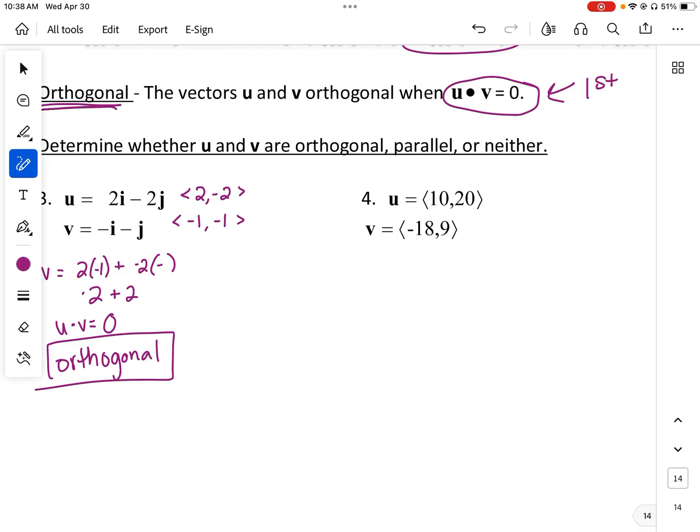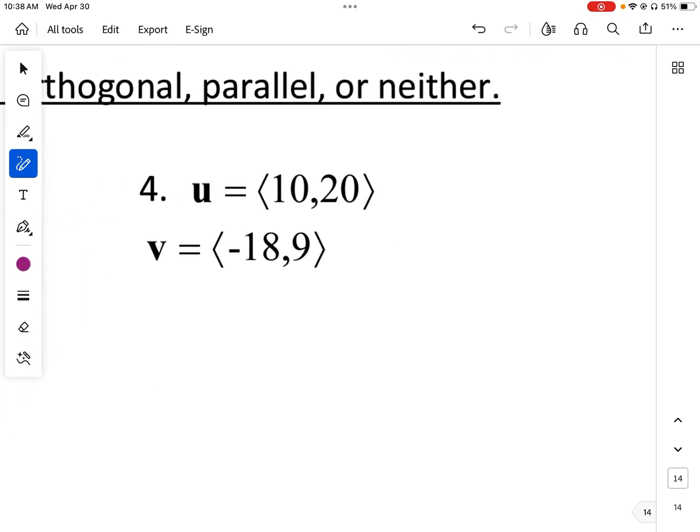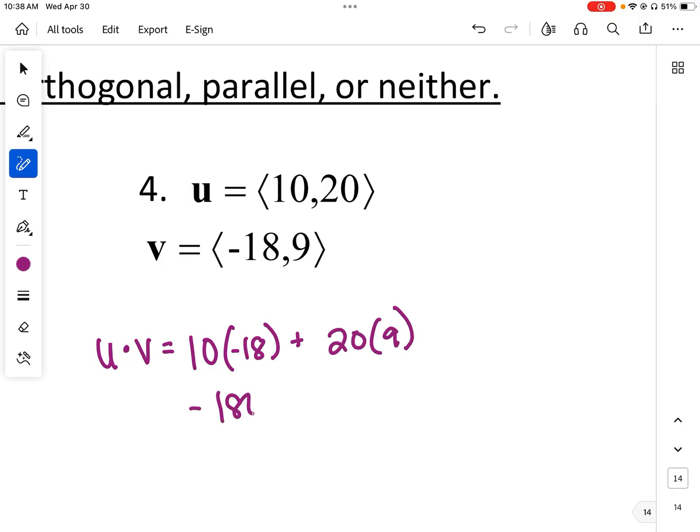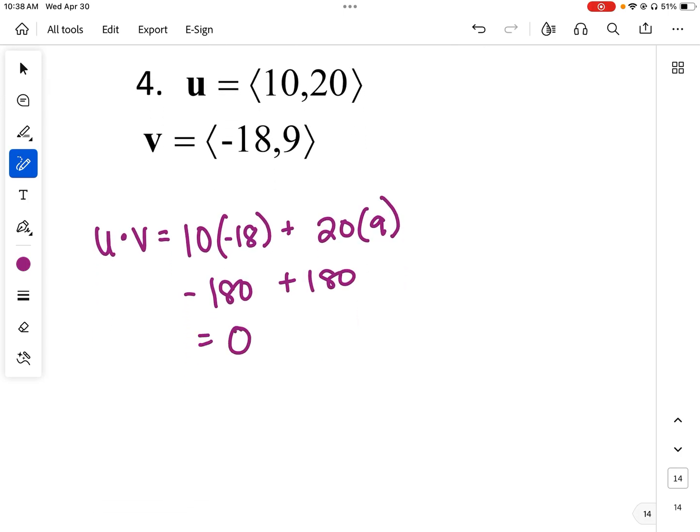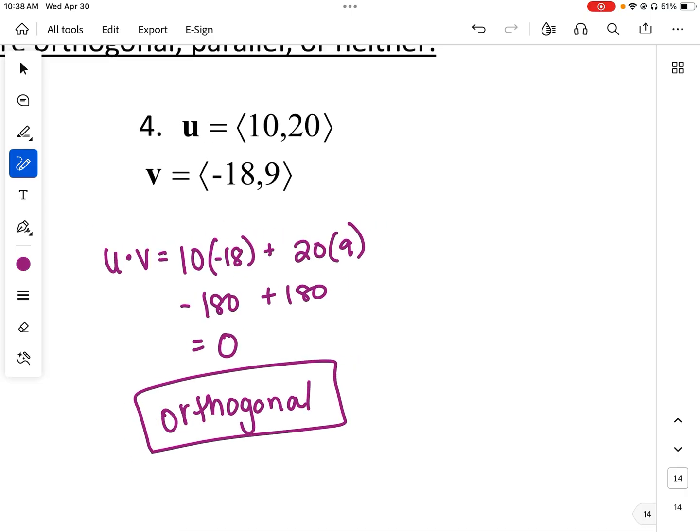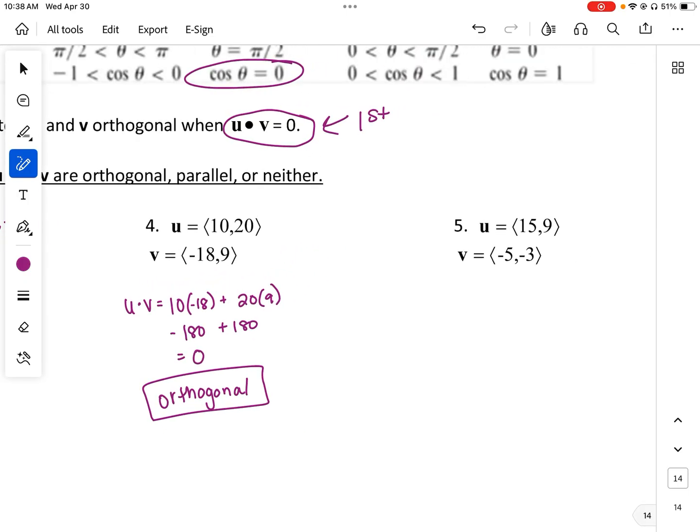Okay, so let's look at the next one. Dot product: 10 times negative 18 plus 20 times 9, negative 180 plus 180. The dot product equals 0. Again, that means cosine theta is 0, so it is orthogonal. We didn't have to go any further. All right, let's go to the next one.